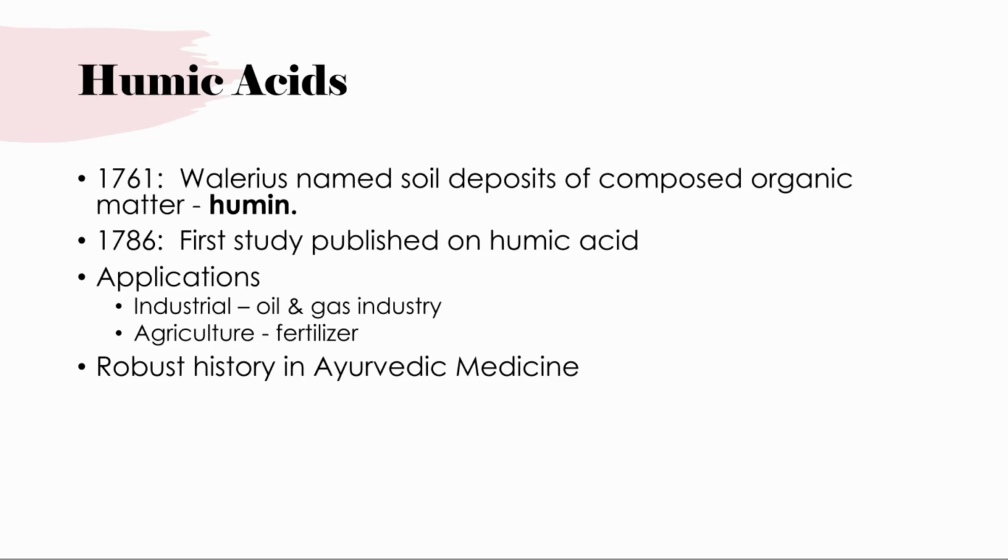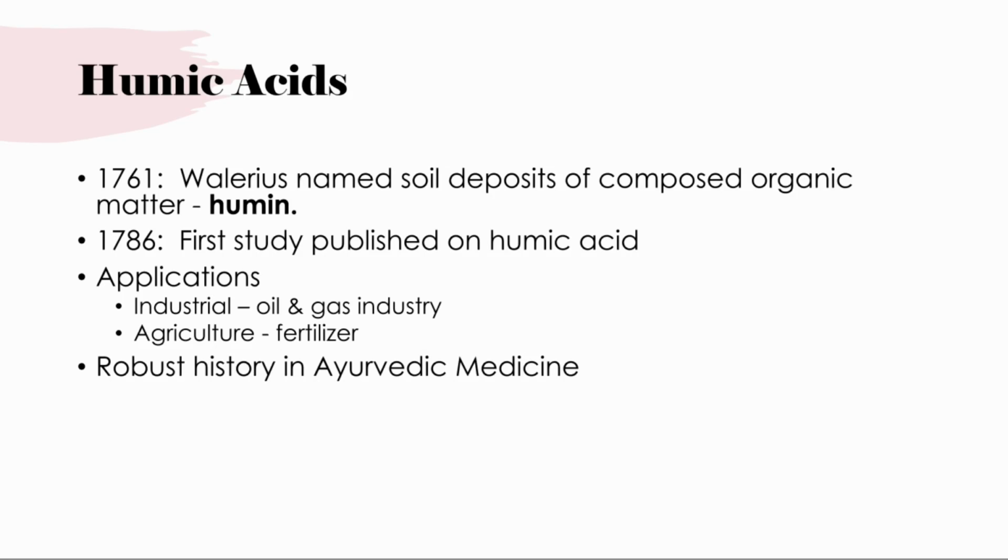Now let's talk about humic acid. Humic acid was first discovered in 1761 by Valerius, and the first publications started in 1786. Modern applications are predominantly in the oil and gas industry as a lubricant, and then of course there are applications in agriculture as a fertilizer. My colleagues from India know humic acid well because it has an extensive Ayurvedic application.